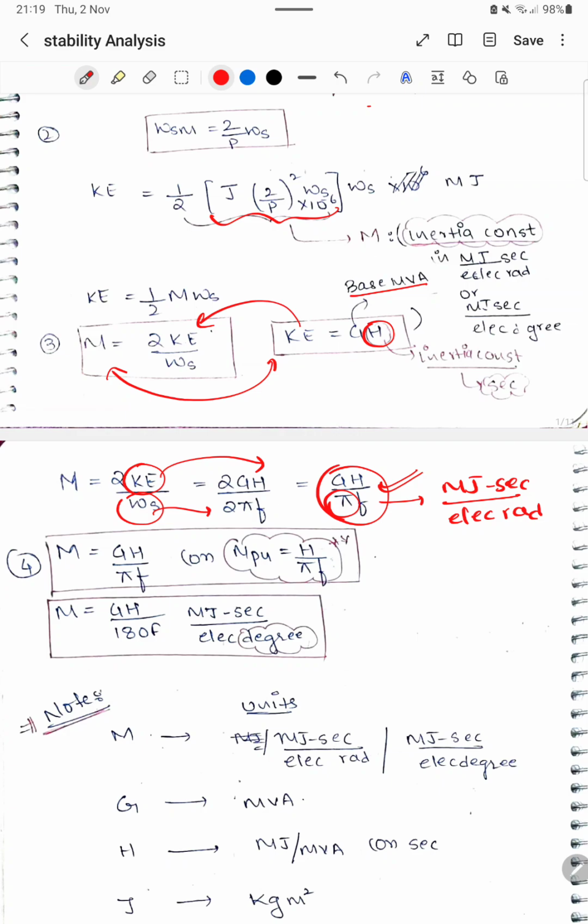So finally, if you summarize, M equals Gh upon pi f when the units are megajoule seconds per electrical radian, or you can write the same thing as M equals Gh upon 180 f where the units are megajoule seconds per electrical degree. Here pi is changed to 180 since the units are degrees. Let's say M per unit is to be used. In that case, you will be using H upon pi f when M is to be used in per unit.